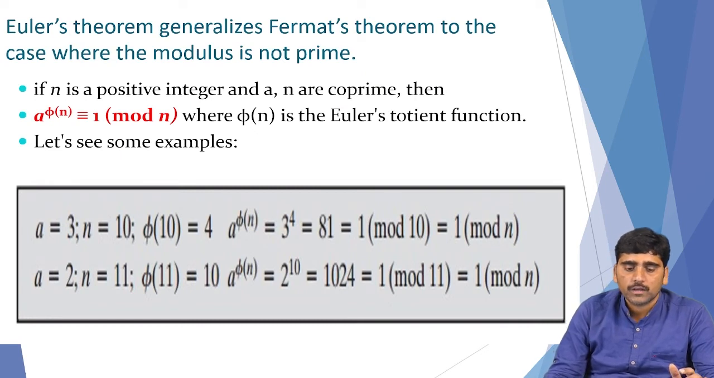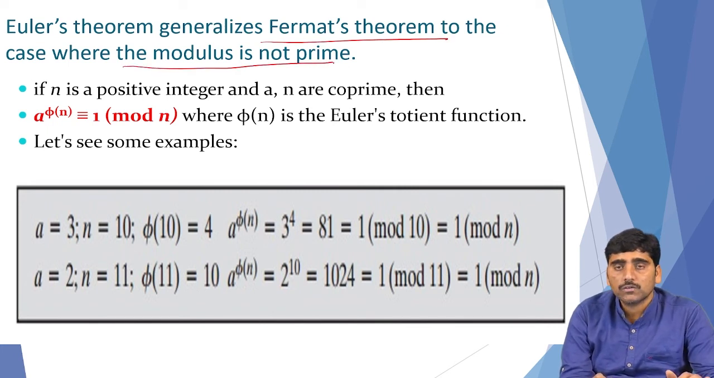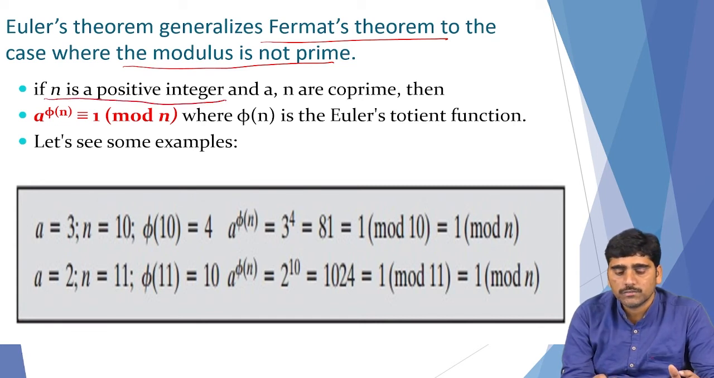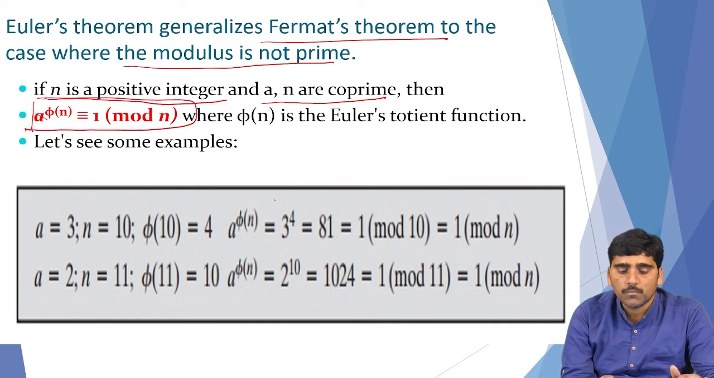And here the next one is Euler's theorem, which generalizes Fermat's theorem to the case where the modulus is not prime. So where the modulus is not prime, how are you going to find this? See here, if n is a positive integer, and a, n are co-prime, then the formula is a power phi of n equals 1 mod n.